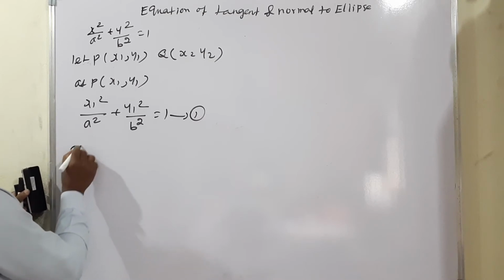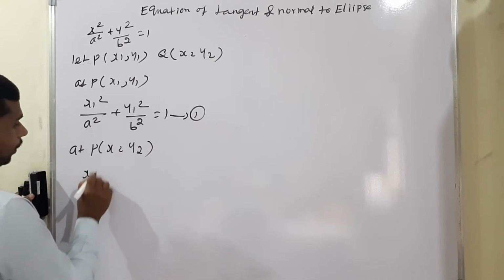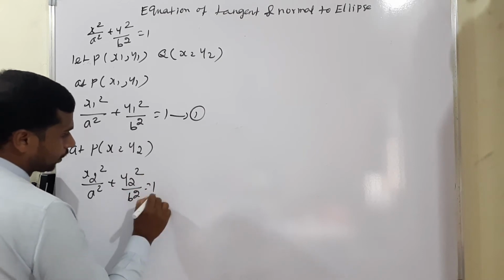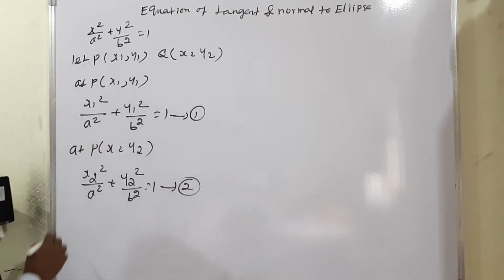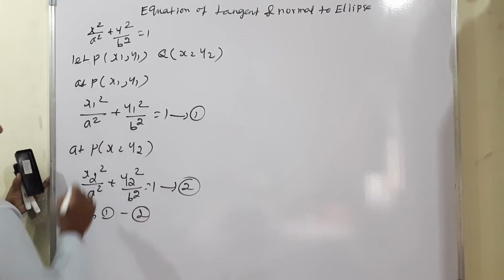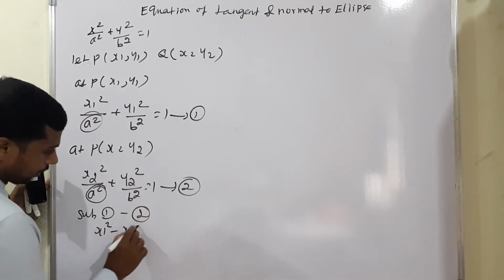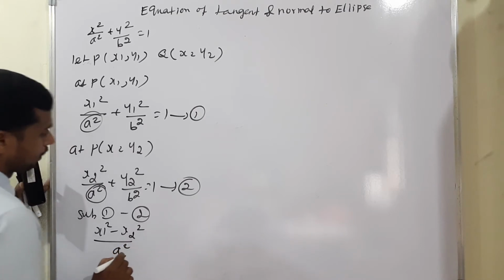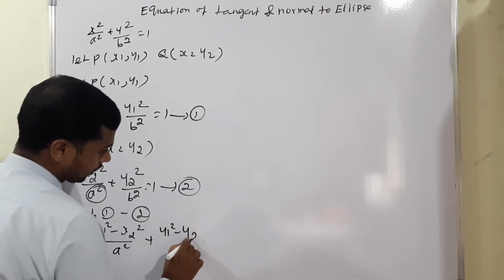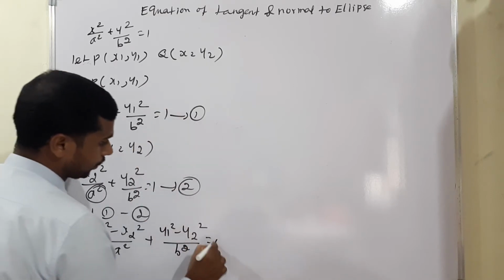Now at Q, x2 comma y2, what will happen? x2 square divided by a square, then y2 square divided by b square is equal to 1. This is considered equation number 2. So subtract equation 1 minus 2. Common denominators, a square and b square, so we can write it x1 square minus x2 square divided by a square, plus y1 square minus y2 square divided by b square is equal to 1 minus 1, which is equal to 0.